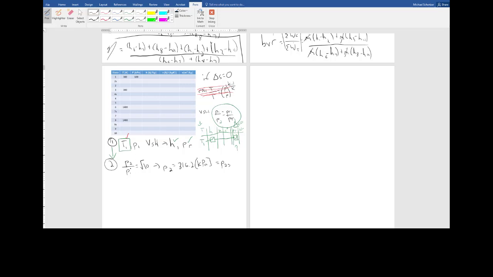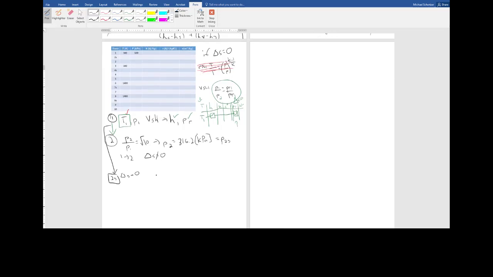That's also going to be equal to P2S. But from 1 to 2, delta S is not equal to 0, so I can't use the isentropic relationship. So I've got to make a pit stop over here to go to state 2S first, because here delta S is 0. So now I can say that PR2 over PR1 is equal to P2 over P1, which is equal to root 10.